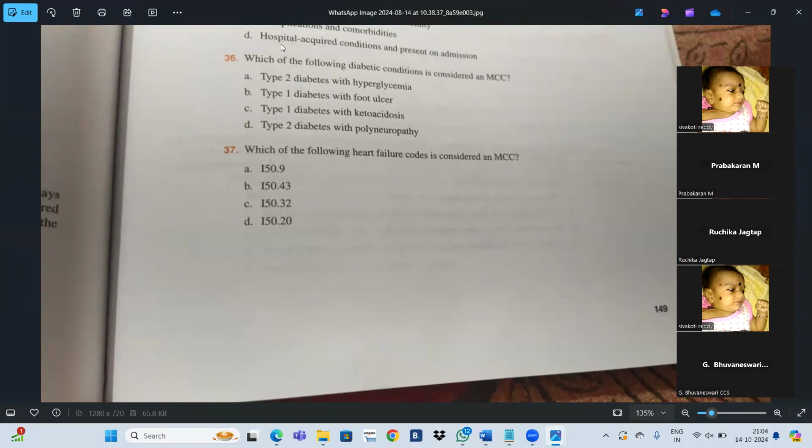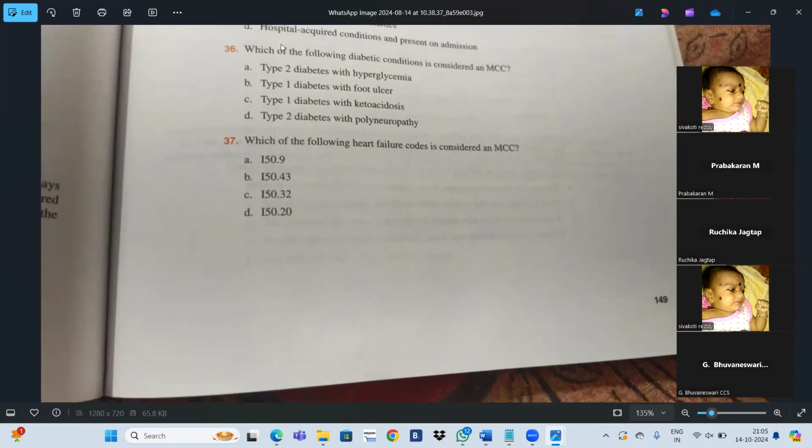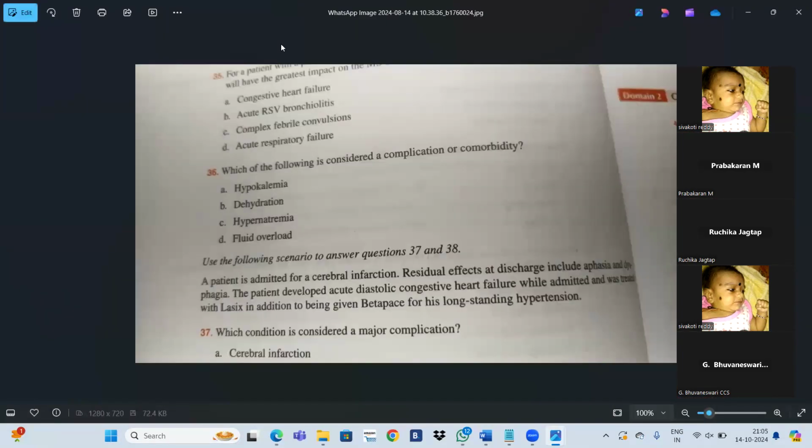If you need to check the ICD codes, E10.10, E10.65, E11.42, then you will get the confirmation of CC and MCC. Clear? Any doubt in the CC and MCC concept? So for this question, tell me which of the following is considered as CC?